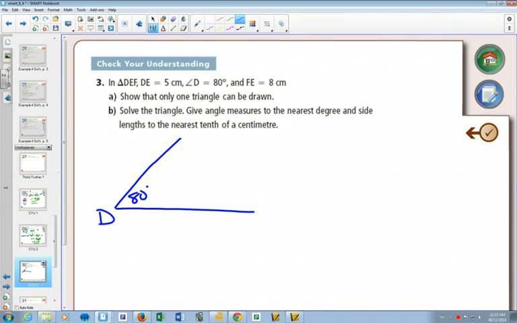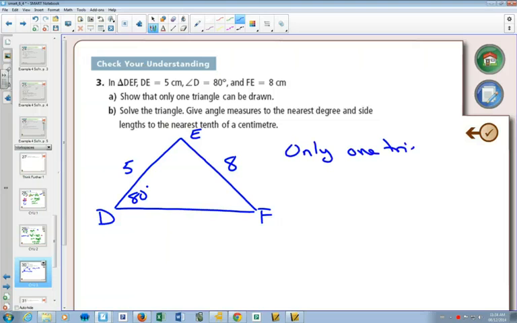Okay. We've got triangle DEF, so I'm going to put E up here and F down there. And I know that F to E is 8, and D to E is 5. So this is 5. Now, if I'm going to make this other side 8, can there be 2 triangles? Or is there only going to be 1 triangle? Only 1 triangle. Okay? Only 1 triangle.